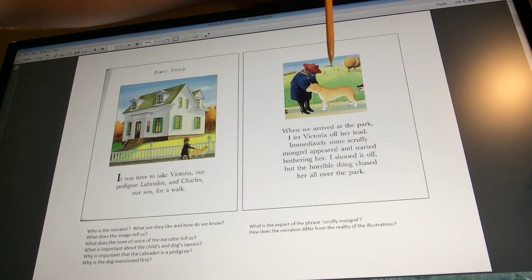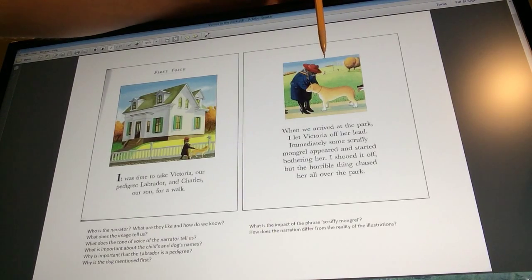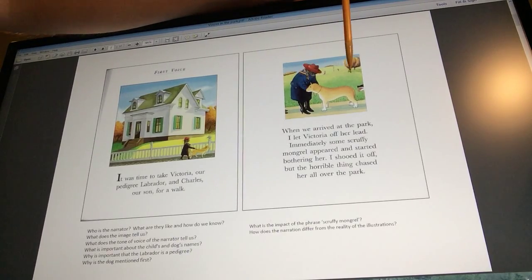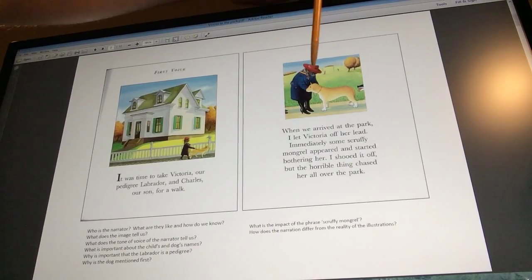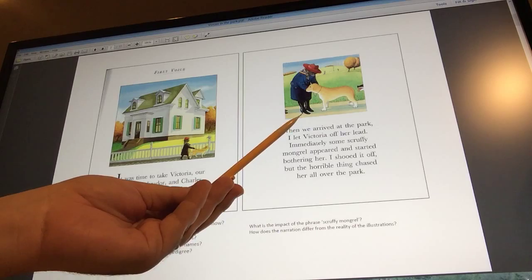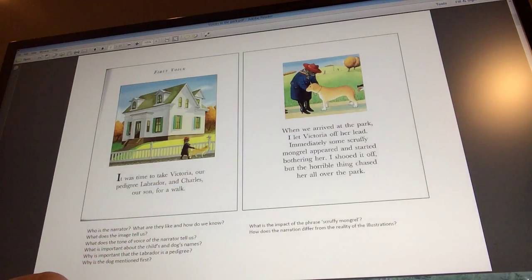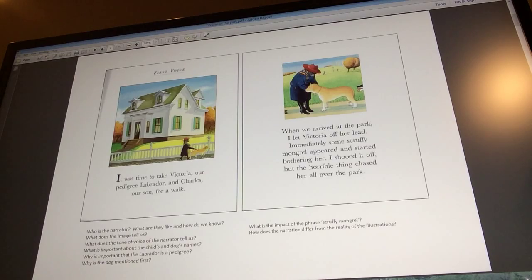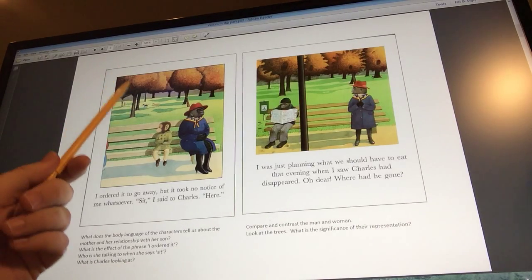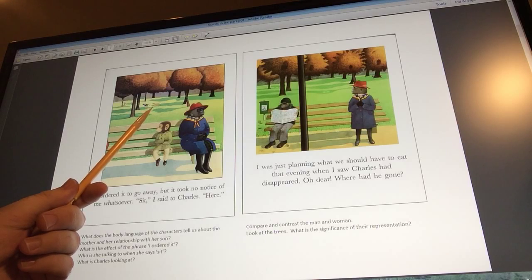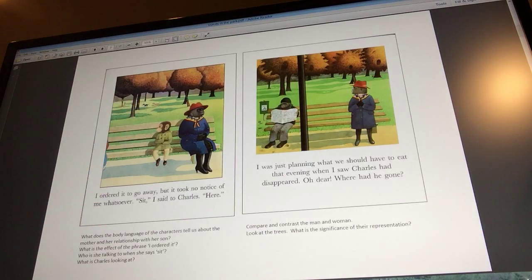The narration differs from the reality of the illustration in that way. So they've arrived at the park, and immediately this scruffy mongrel was bothering her. Well, it's not really doing anything. The horrible thing chased her all over the park. Well, that's certainly not reflected here. Victoria, the pedigree, is standing perfectly still. And actually in the next picture, if you look here, Victoria is the one doing the chasing of that scruffy mongrel. So again, on the page turn, there is a reveal that the narration on the previous page is actually somewhat different from the reality that we can see.